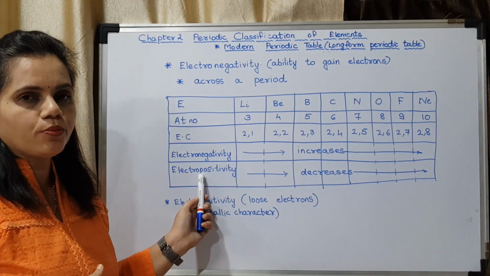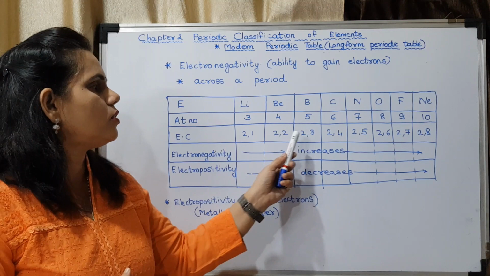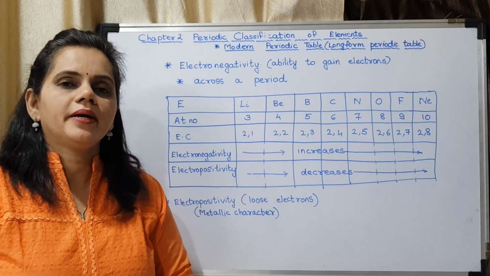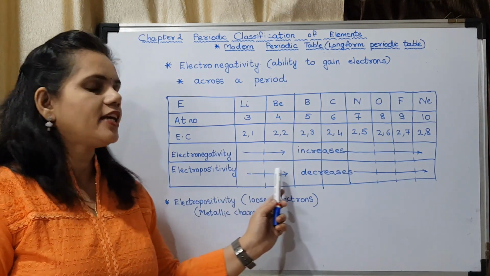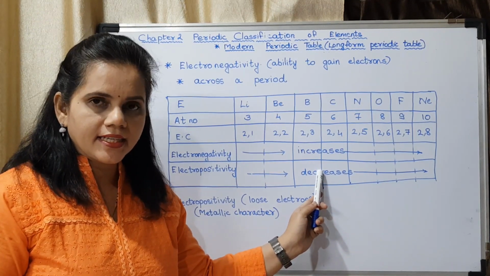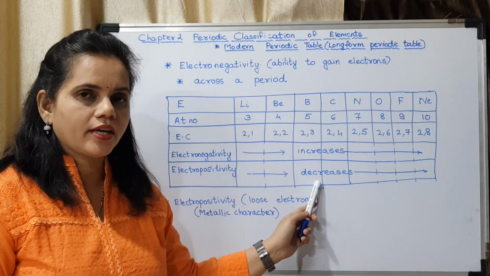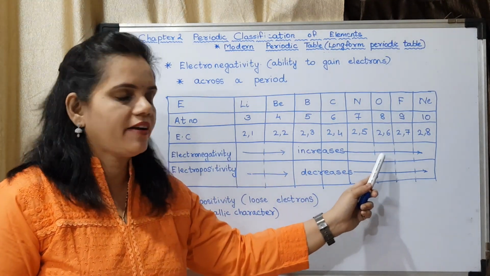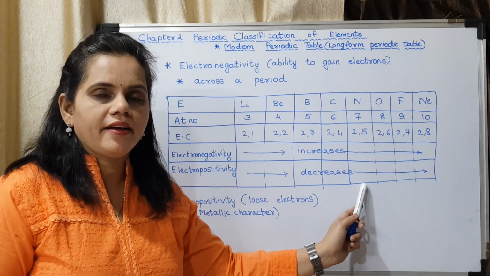What happens to electropositivity? It is the ability to lose electrons. This will lose, this will lose, this will lose. These don't lose. Why? Because they already have many electrons and the atomic size goes on decreasing. So as the atomic size decreases, the electropositivity decreases. So electronegativity goes on increasing from left to right, and electropositivity goes on decreasing from left to right.